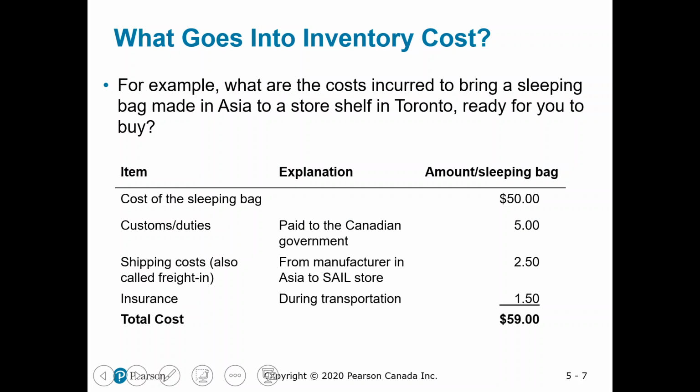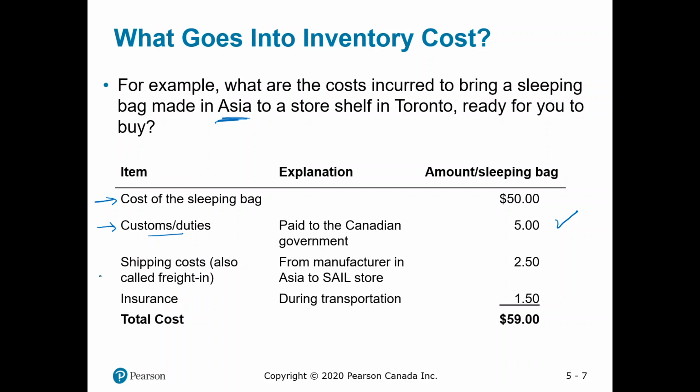An example of that, we can look here at what cost might be incurred to bring a sleeping bag that's been made in Asia to a store shelf in Toronto. The first part of it is the actual cost of the sleeping bag. That's the original purchase. That's what we need to pay to actually buy that sleeping bag. But since we're buying it from a store or somewhere in Asia, we now need to get it to us in Toronto. So any customs or duties that need to be paid to the government to bring this item into Canada are also included in the cost, because we need to pay those to get that item here so that we can sell it.